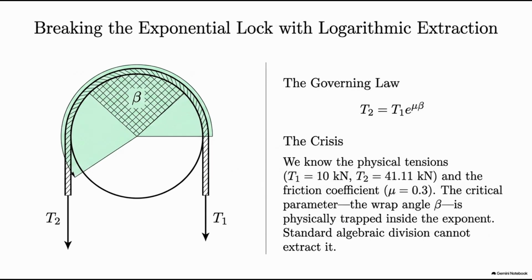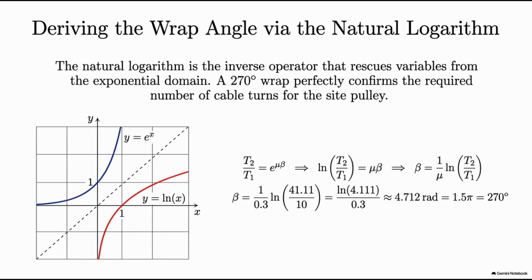The tension ratio is expressed as an exponential function of the friction coefficient and wrap angle. Given an initial tension of 10 kilonewtons, a final tension of 41.11 kilonewtons, and a friction coefficient of 0.3, we solve for the wrap angle. We divide the final tension by the initial tension to obtain the tension ratio of over 4.1.